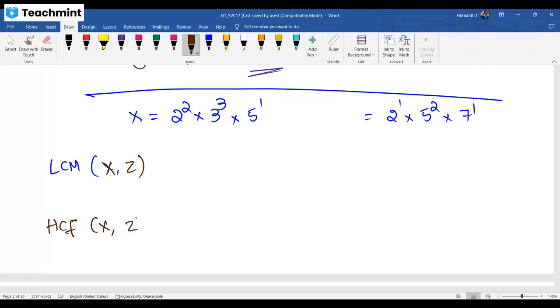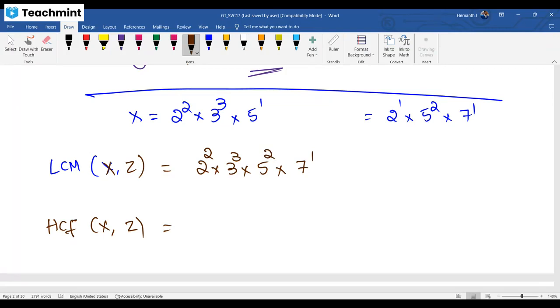Now for these two numbers, how to calculate LCM and HCF: LCM requires all prime numbers. What are the prime numbers involved? Here 2 involved, 3 involved, 5 involved, 7 involved. My dear friends, all prime numbers you have to list. What is the highest power of 2? 2. Highest power of 3 is 3. 5 is there in two places, but what is the highest power of 5? 2. 7 is there only in one place. So like this, you have to write the highest power of each.